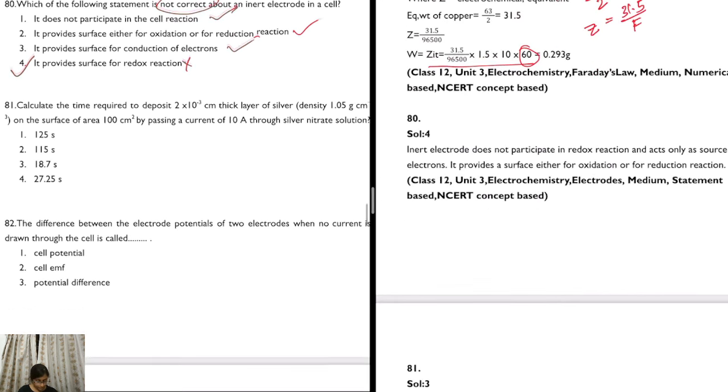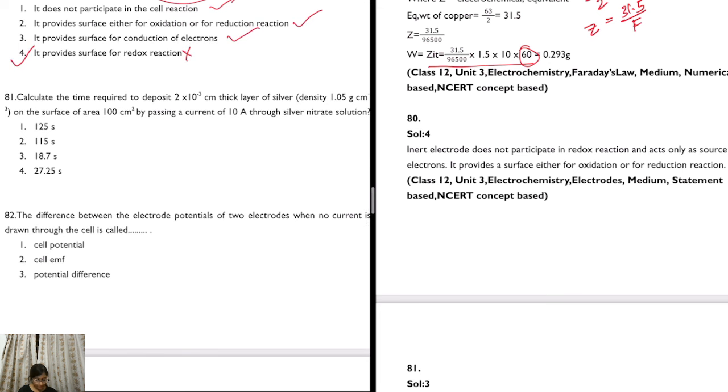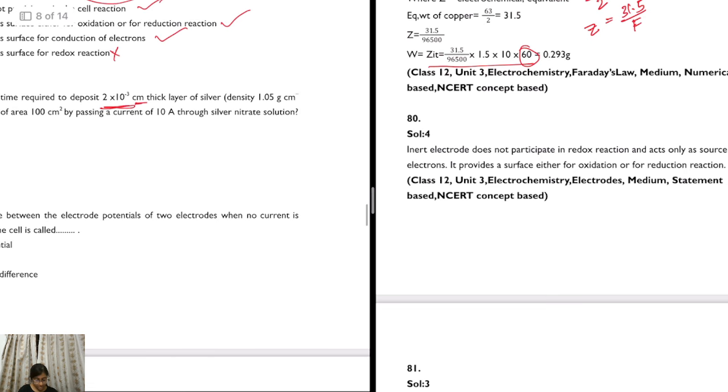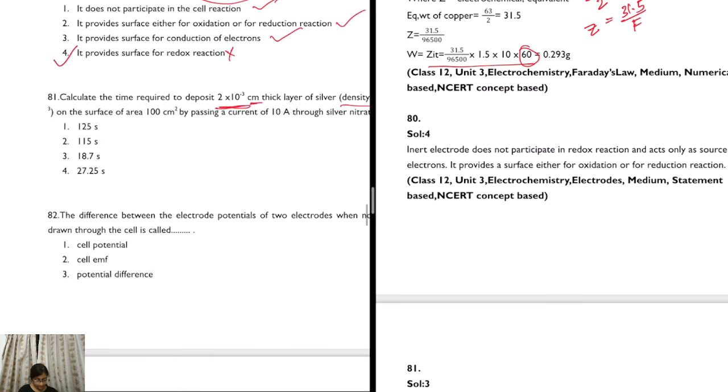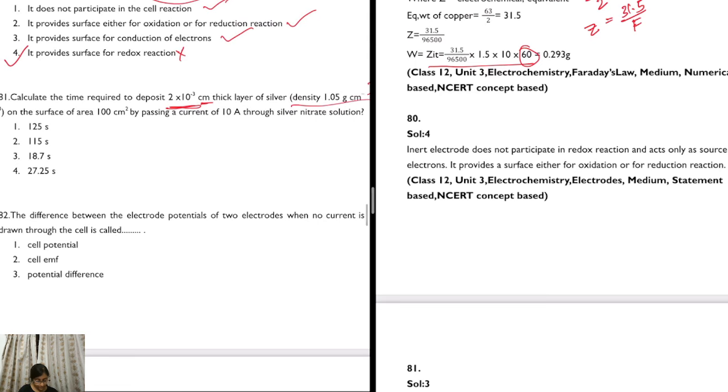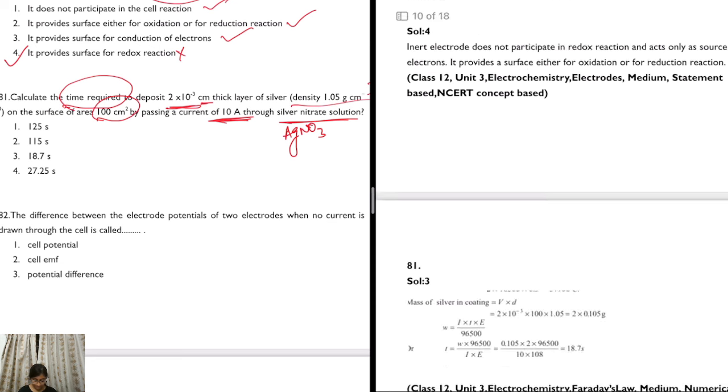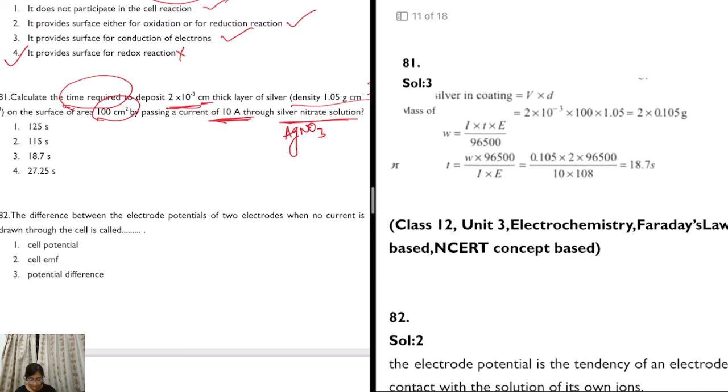Now, in the next question, calculate the time required to deposit a 2 into 10 to the power minus 3 centimeter thick layer of silver, whose density is given to us, on a surface of area this much by passing a current of 10 amperes through silver nitrate solution. Okay, so we have to find the time. See, what we will do?